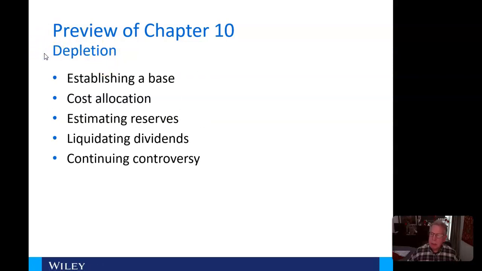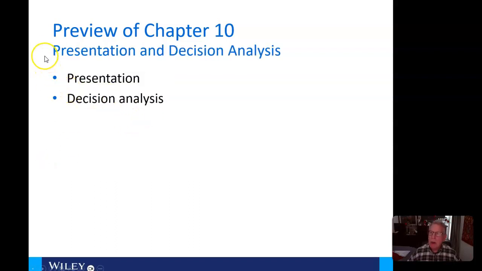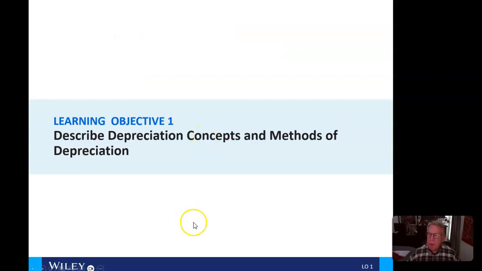Next subtopic will be depletion, and here we're going to be establishing a base for that depletion, how we allocate the costs, estimate the reserves, and then a couple of a little bit challenging subjects, including liquidating dividends. This one's a little bit of a new topic for those of you that were in the Financial Accounting 1A and 101 course. And as usual, there's some continuing controversy associated with some of these. And then finally, our presentation and decision analysis. And we'll get right into the meat of the matter here and describe depreciation concepts and the methods of depreciation.